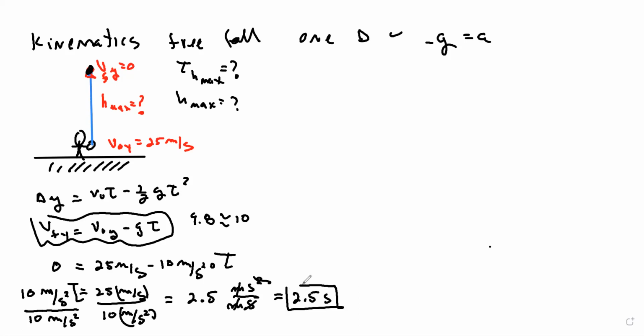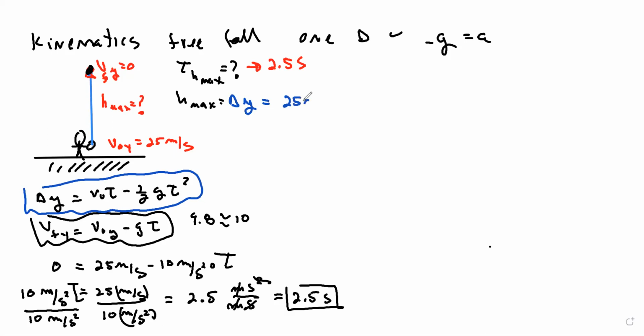So you got the time to reach the maximum height. That would be your first answer. This one right here. It's going to be 2.5 seconds. And to get the maximum height, we could use the second equation right here. We could use this equation. So the maximum height is going to be, we can do it right here. The maximum height is going to be delta Y, whatever we get from there. And that's going to be 25 meters per second.